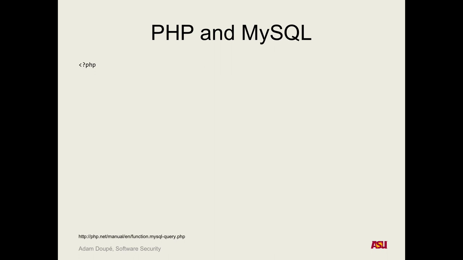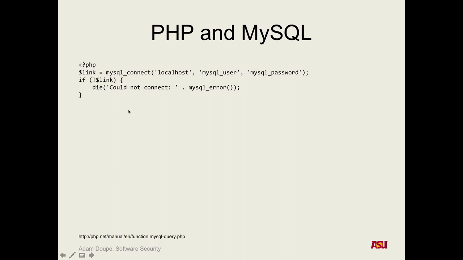And PHP and MySQL go together very nicely, which would make sense. You have this LAMP stack. So the idea is you make a connection to the database. You're connecting to this IP address with this username and this password. Your password should probably not be MySQL underscore password. That would be bad. If you can't connect, you die. This means print out this error message and stop executing.